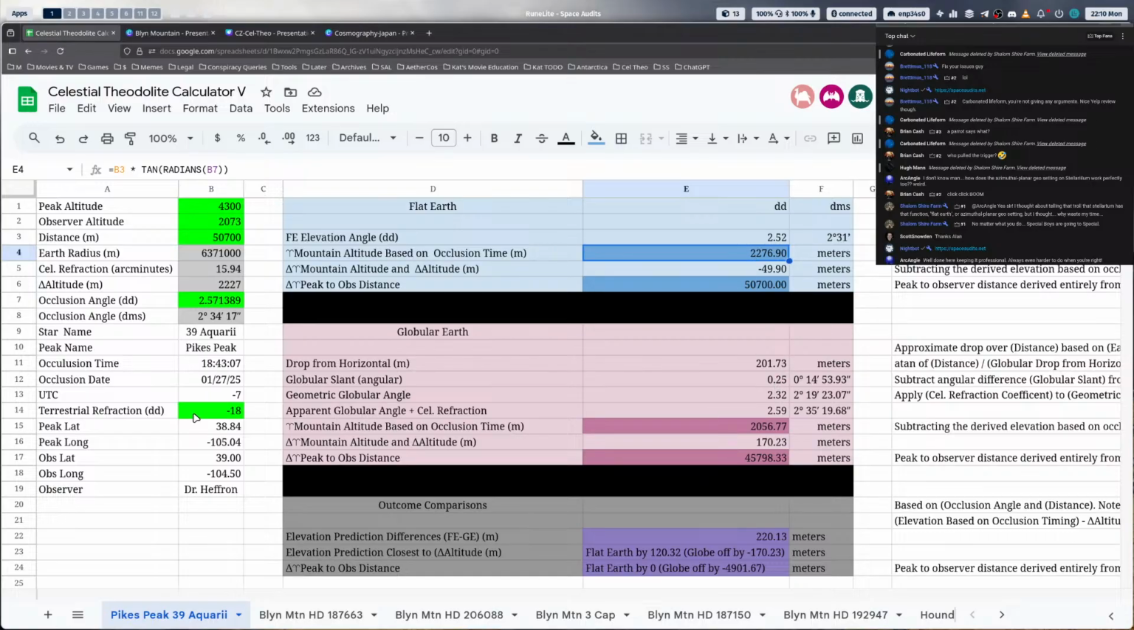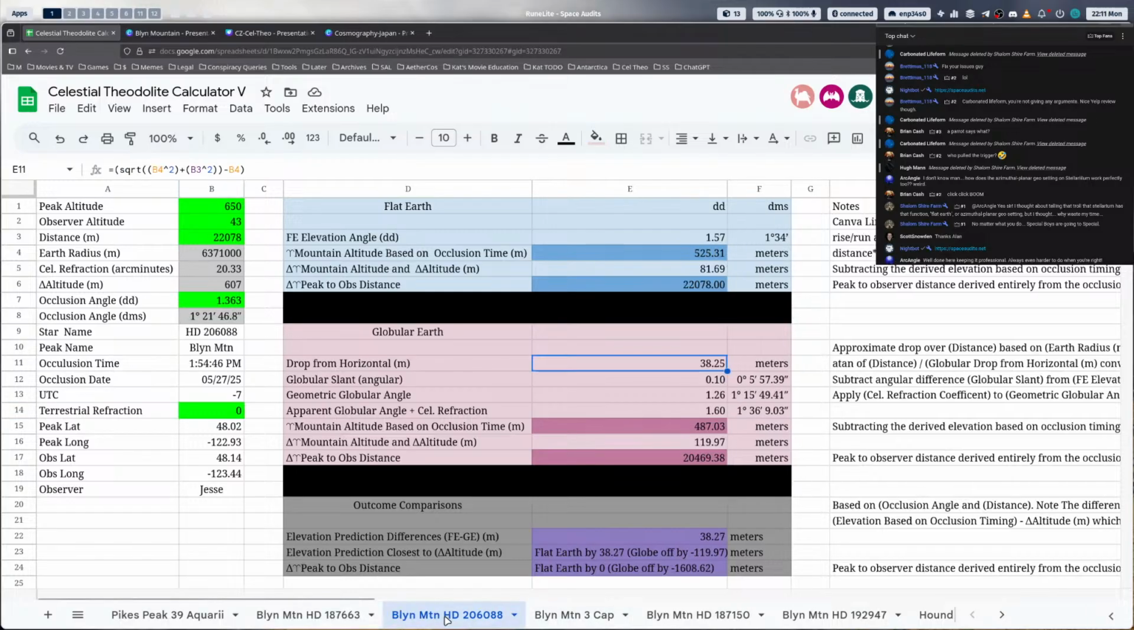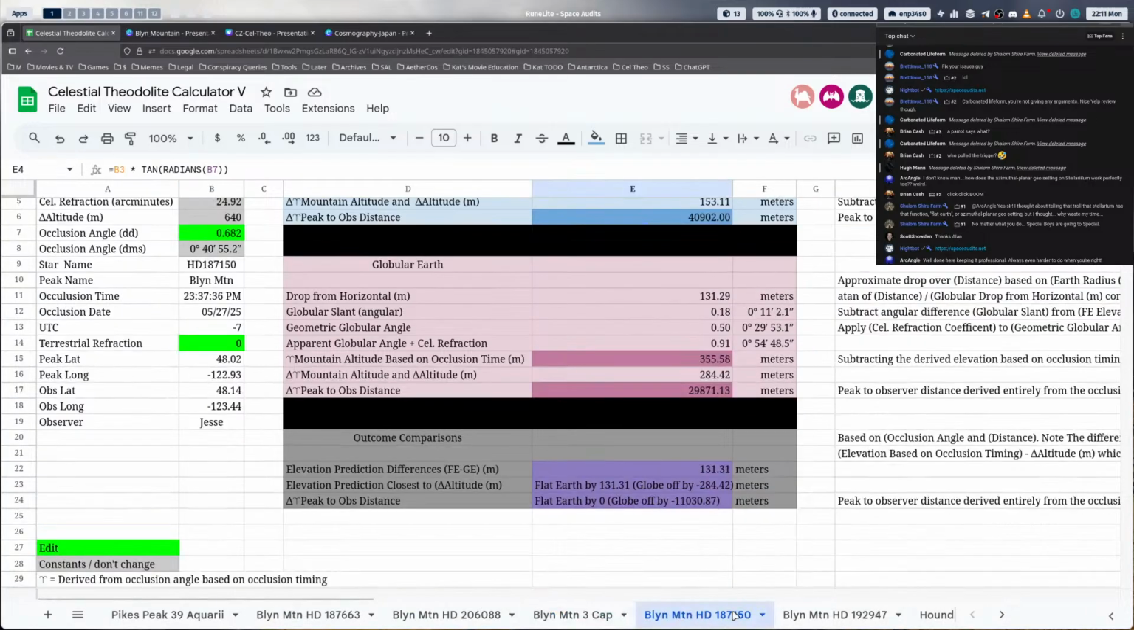There's an adjustable factor here. If you find that the globe is being misrepresented, you can use this terrestrial fraction thing to adjust the geometric globe angle. So you can make it whatever you want, plus or minus, and you can get your maximum representation in there and let me know how that works out.